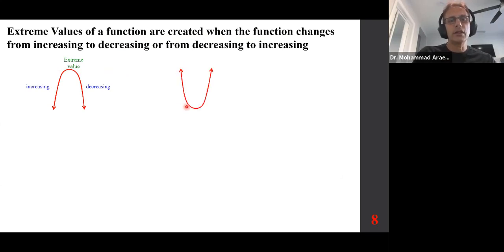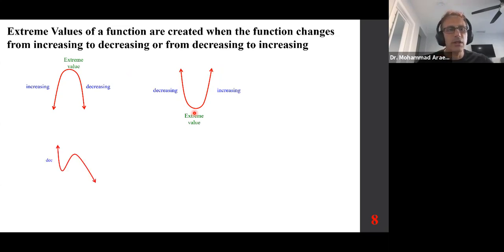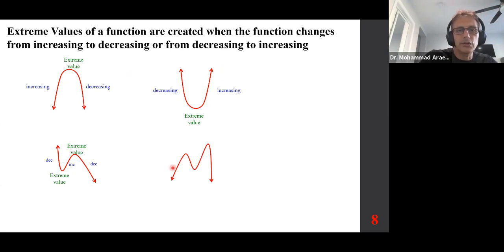This one is decreasing. This one is increasing. This is where the change is occurring from decreasing to increasing. So this is a local min. So the extremum occurs at the point of changing. The same thing here. Notice decreasing, increasing, decreasing, and the extrema. Increasing, decreasing, increasing, decreasing. As the change occurs, we come up with the extreme values. Extreme values, local max, local min, local max.